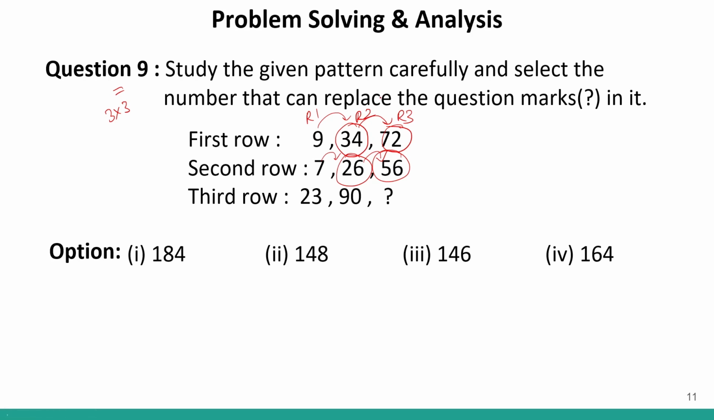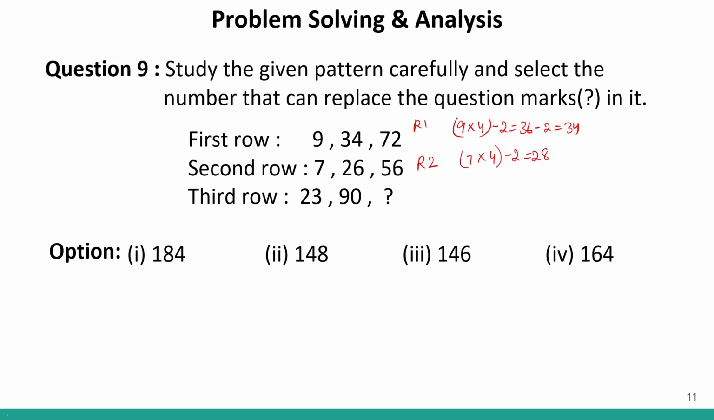So let us see how we got row 2 first. So from 9 to 34, it is a very clear thing. 9, if I multiply it by 4 and then subtract 2 from it, this will be 36 minus 2. This will give me 34. Correct? This is for row 1. Similarly, for row 2, I can say that 7 into 4 minus 2. So 7 into 4 is 28. And if I subtract 2 from it, I'll get 26. So the logic follows for this row as well.